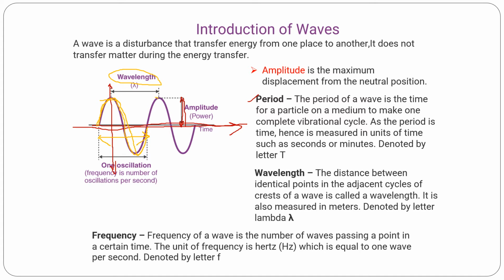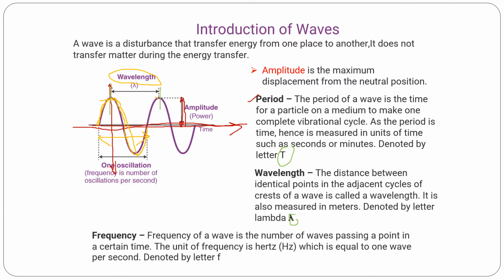So the difference between these, we take another color. This is a distance. The distance between two identical points in the adjacent cycles of the crest of the wave is called the wavelength. It is measured in meters and denoted by lambda, which is a Greek letter. Period is denoted by capital T.